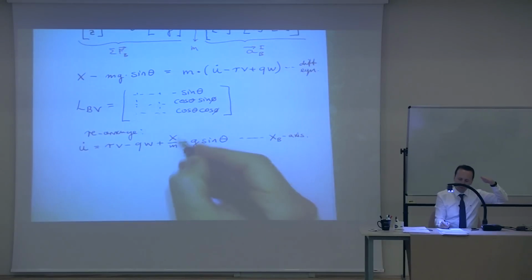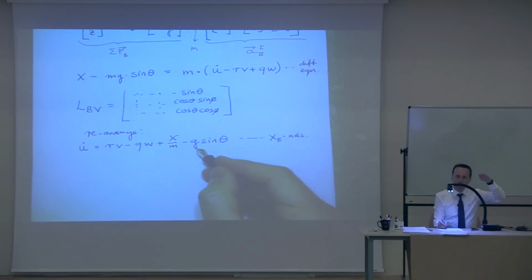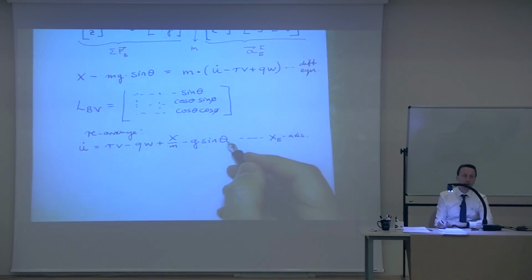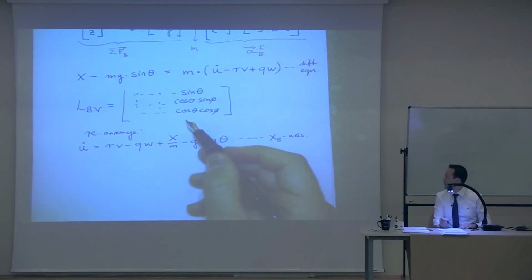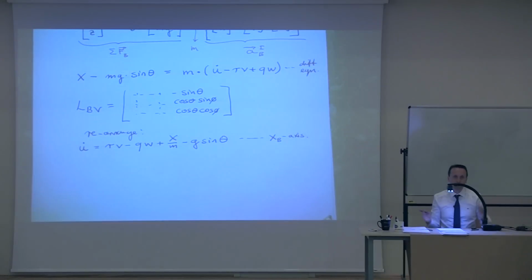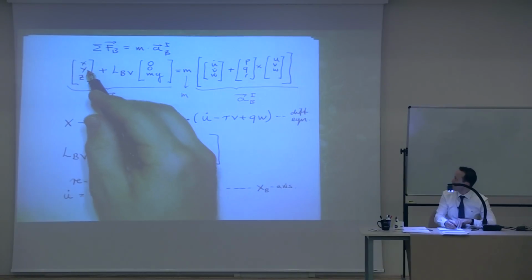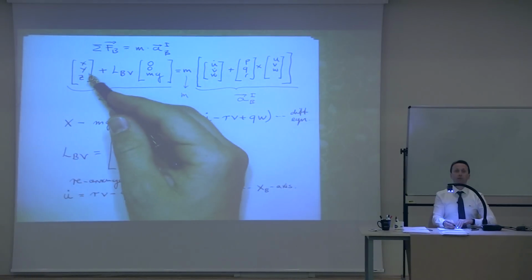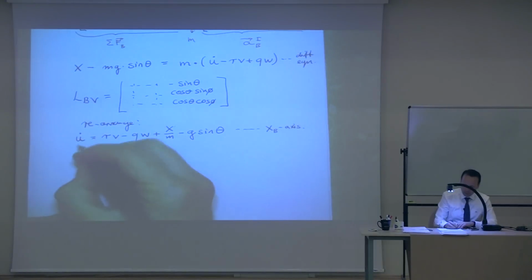X, this is a big X, is the aeropropulsive force in the x-body direction, divided by m, minus g sine theta. Theta is the pitch angle because it is coming from this. Okay? Clear? So you can do the same for the y-axis and for the z-axis. All right? So if you would do that, you would get the following.